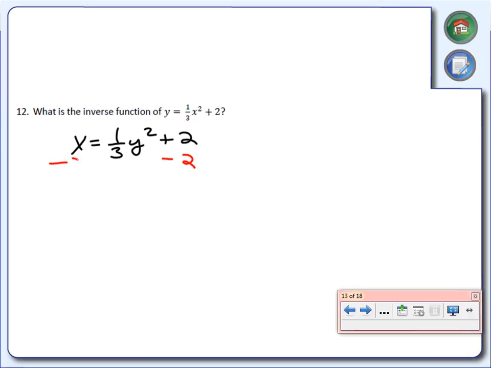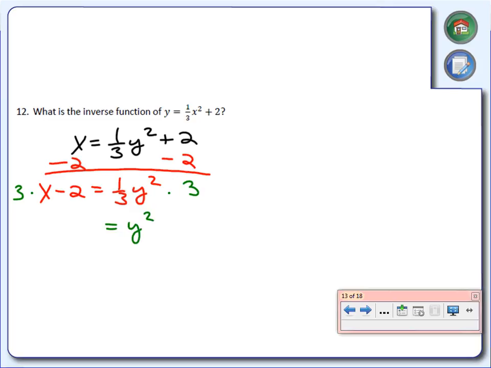So let me subtract 2 first. X minus 2 is going to equal 1/3 y squared. I need to take care of that 1/3. If I take 1/3 and flip it upside down, that's called reciprocal. That makes it a 3. So I'm going to take both sides and multiply it by 3. This way, all I have on the right side is a y squared.